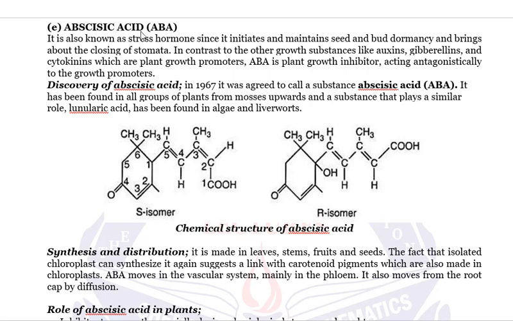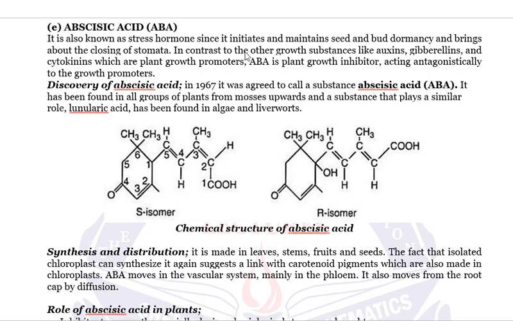Now, it is also known as the stress hormone, since it initiates and maintains seed and bud dormancy and brings about the closing of stomata. So this hormone is very important in stress conditions of the plant where there is no water, no food. Very important hormone because it enables the plant to live in such an environment until it reaches the next period where there will be water and sufficient food for plant growth.